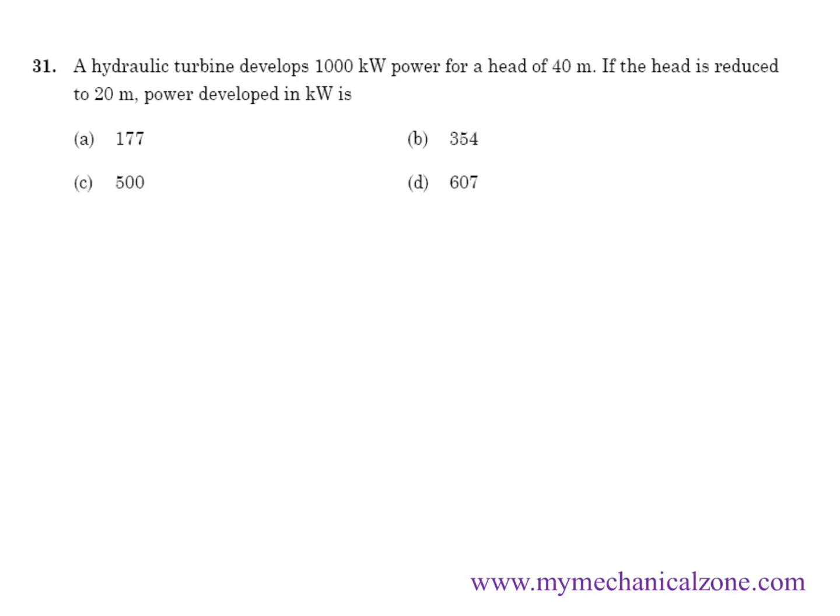Question number 31. A hydraulic turbine develops 1000 kilowatt power for a head of 40 meter. If the head is reduced to 20 meter, what is the power developed in kilowatt? Here it is the same turbine, so you can check unit quantity. Unit power is P by H to the power 3 by 2. So P1 by H1 to the power 3 by 2 is equal to P2 by H2 to the power 3 by 2. P1 is given as 1000 kilowatt, H1 is 40 and H2 is 20.